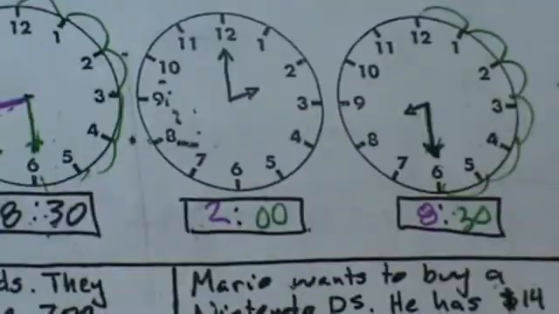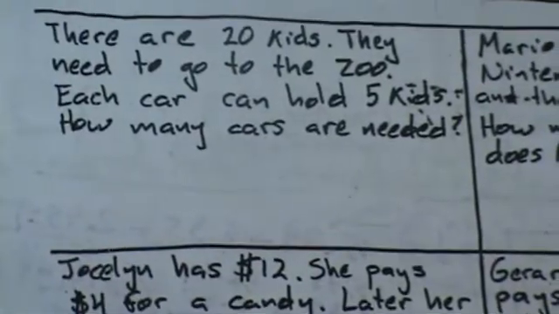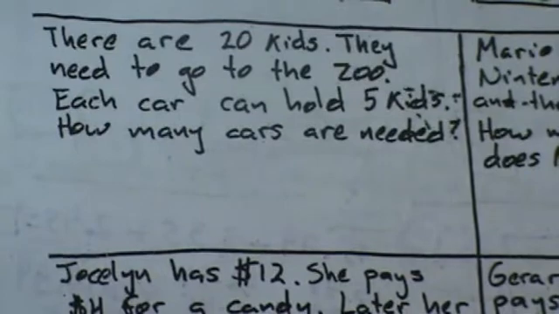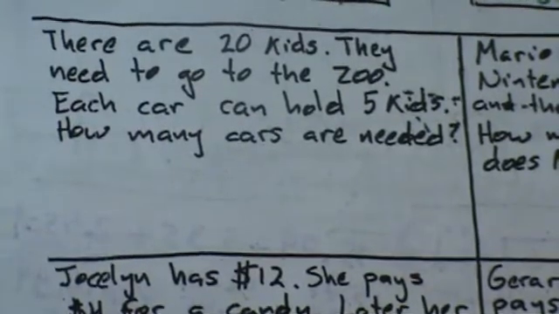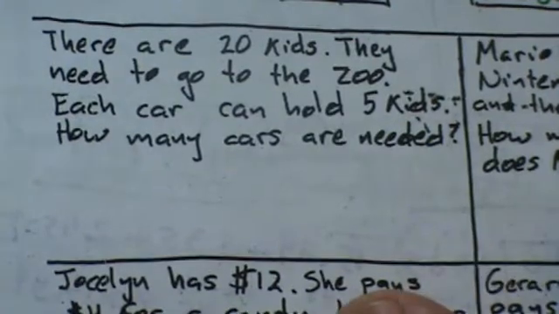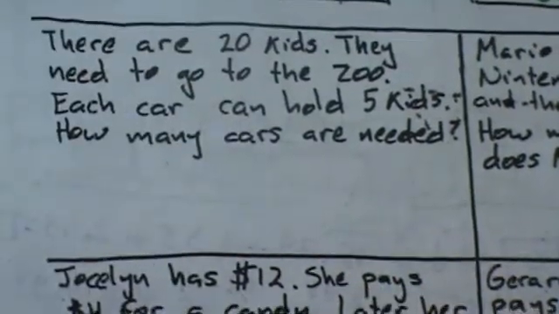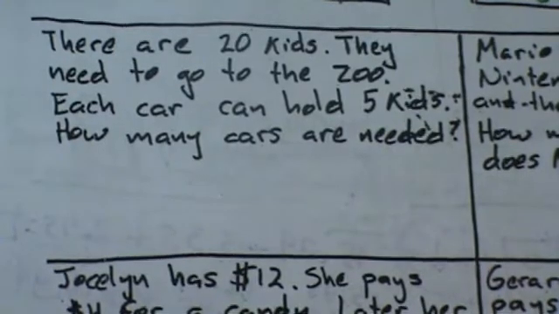Okay? Now we're going to solve the word problems. There are 20 kids. They need to go to the zoo. Each car can hold 5 kids. How many cars are needed?